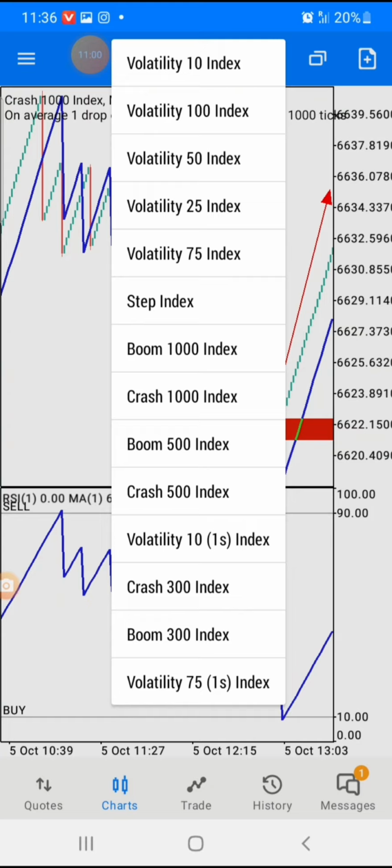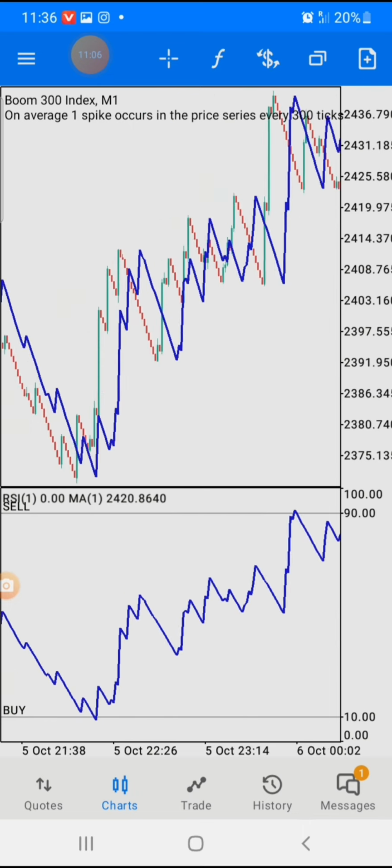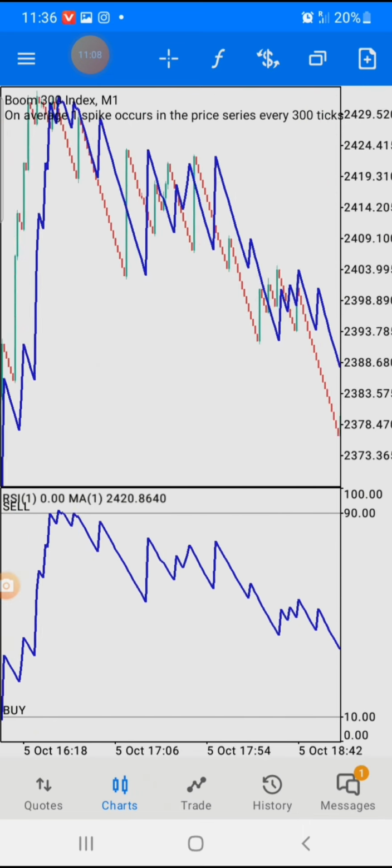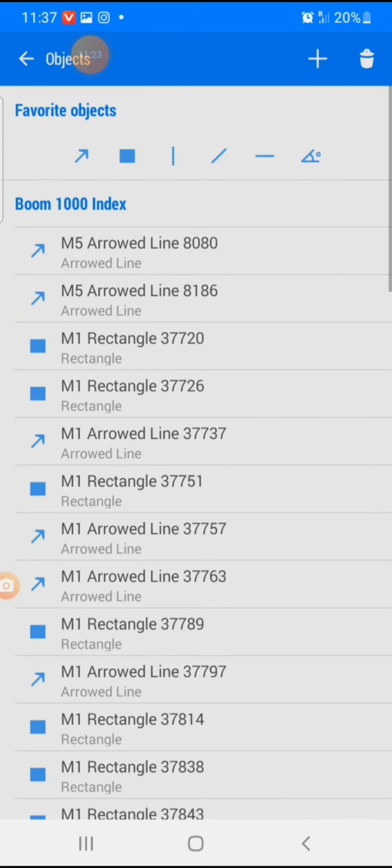Let me start with Boom 300. What you have to do now is reduce your candles in Boom 300 and or Boom 500. The spikes will happen more often, so you need to only take 5 to 10 candles, then you move out of the market. Here we have an example of how this works.